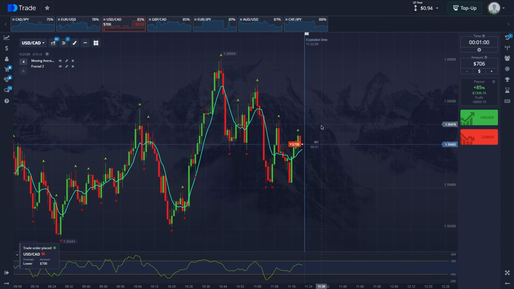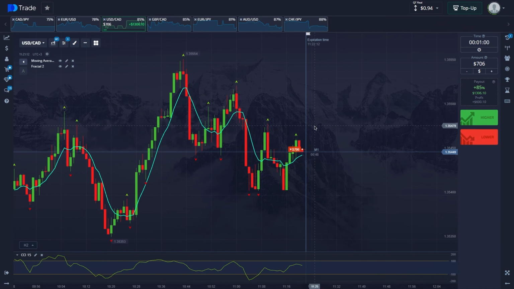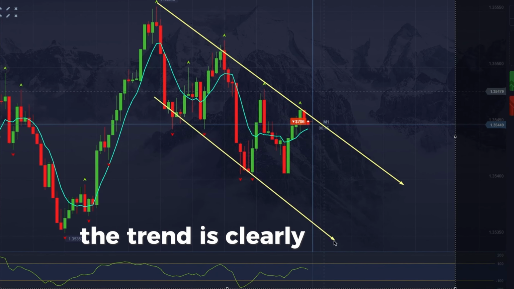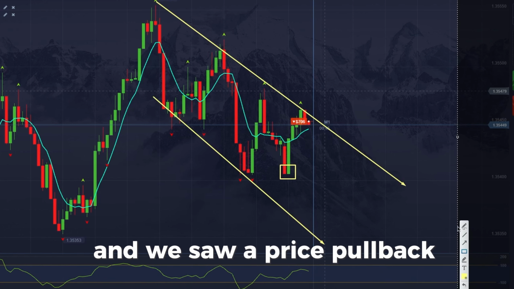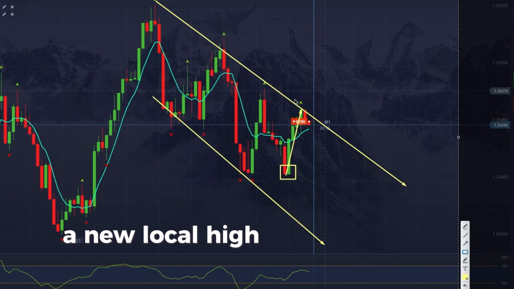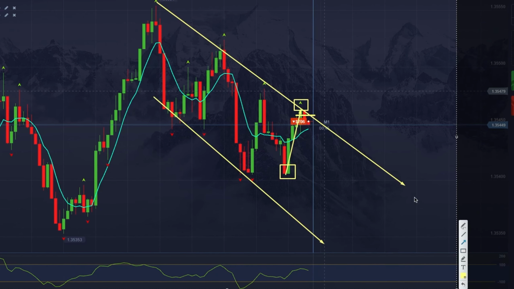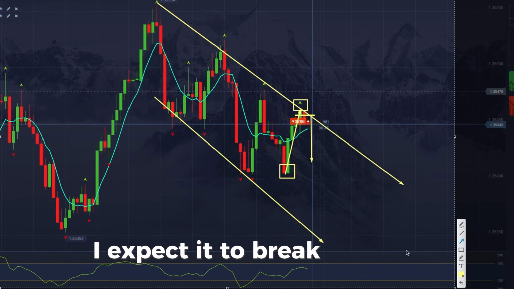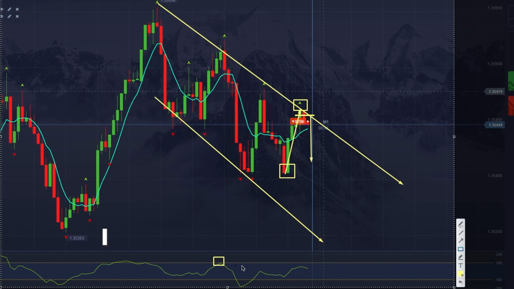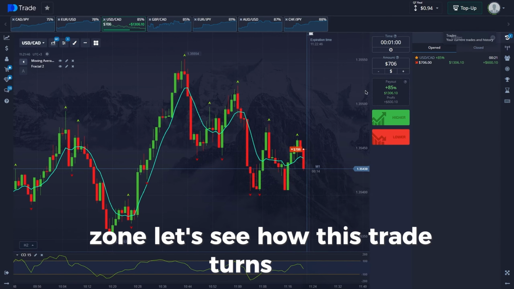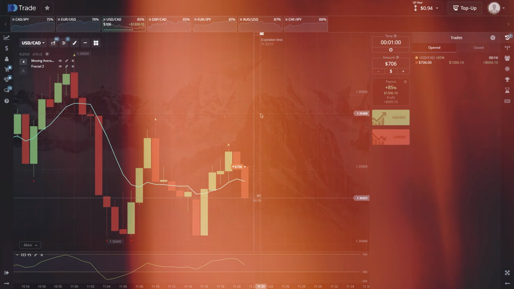Here, I want to open a trade to go down. I'm focusing on the trend and noticing the formation of a new local high. The trend is clearly downward from this point, and we saw a price pullback. A new local high was updated by the fractal, so I'm opening the trade ahead of time. Looking at the moving average, I expect it to break this level. Also, I want to see the oscillator crossing into the overbought zone. Let's see how this trade turns out, about 15 seconds left.